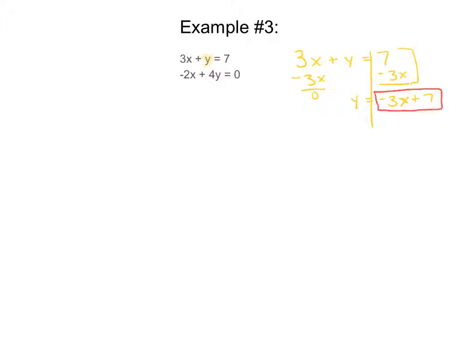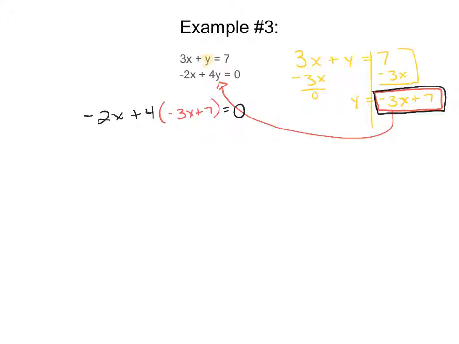So now that I've done that, I now know that this is what y is equal to. So I'm going to take this and plug it into the other equation for y. So that will give me negative 2x plus 4 times negative 3x plus 7 equals 0. So all I've done is taken what I solved to be y and plugged it in place of y.